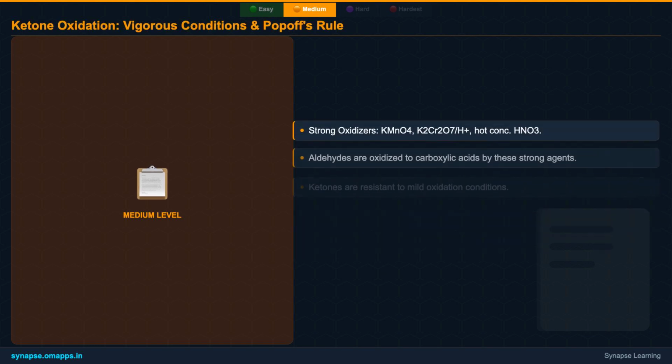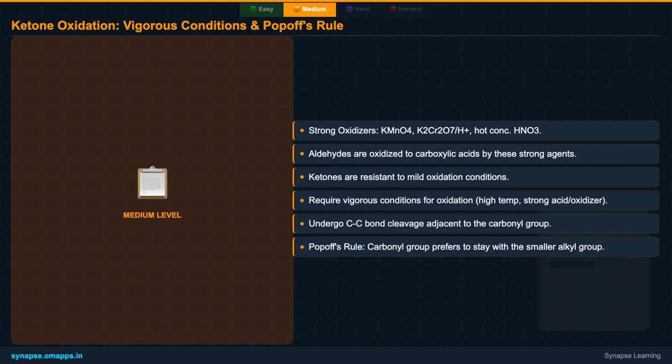Beyond the mild tests, stronger agents like potassium permanganate or potassium dichromate in acidic medium can also oxidize aldehydes to carboxylic acids. But remember, ketones are much more resilient. They only react under very vigorous conditions, like heating with strong acids and oxidizers. This difference in reactivity is key for distinguishing them.